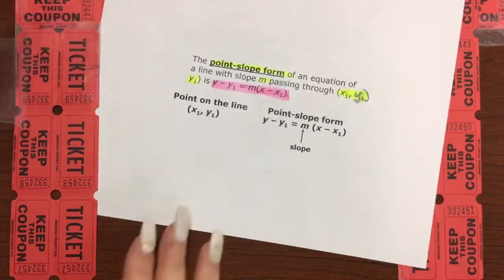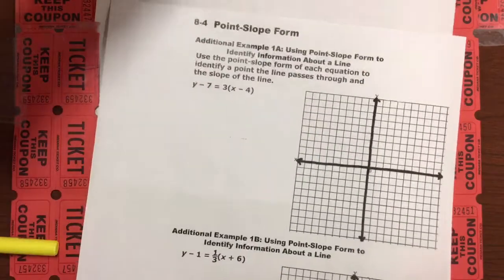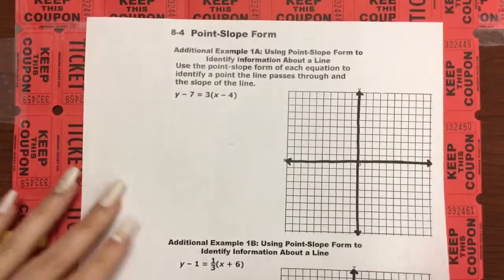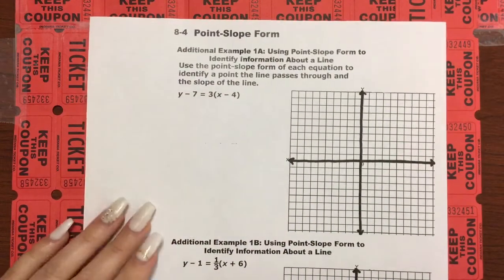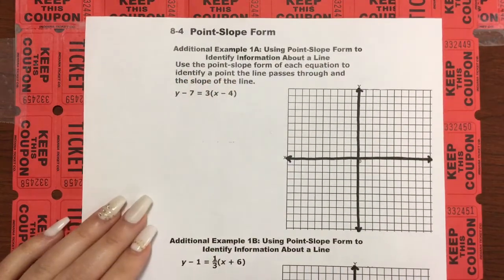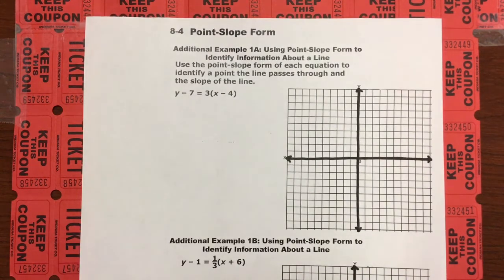Okay, let's go ahead and do it. So our first problem is here. Example 1a. So we're going to be using point-slope form to identify information about the line. It says use the point-slope form of each equation to identify a point the line passes through and the slope of the line. All right, so here we go.